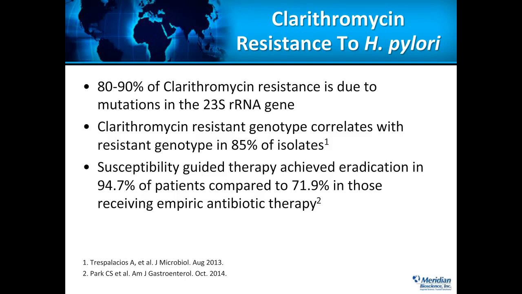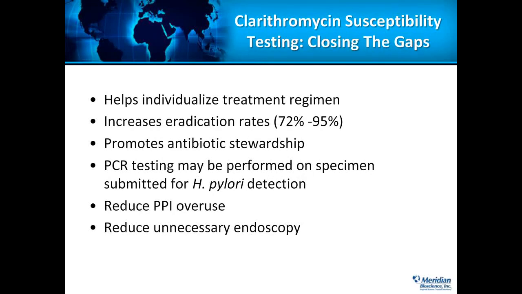Whereas if we just treat empirically without testing for susceptibility, the eradication rate is only about 72%. So we have a significant gain in antibiotic response if we use susceptibility-guided treatment. So clarithromycin susceptibility testing allows us to close the gap in care because it helps us individualize the antibiotic regimen. It improves the eradication rates from 72% to 95%, which is quite a significant improvement.